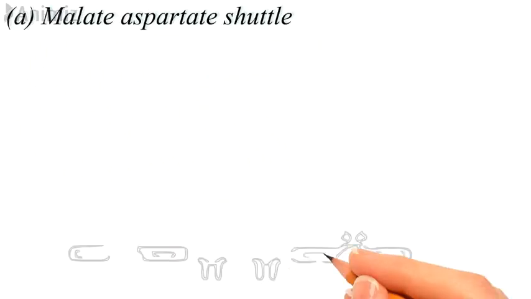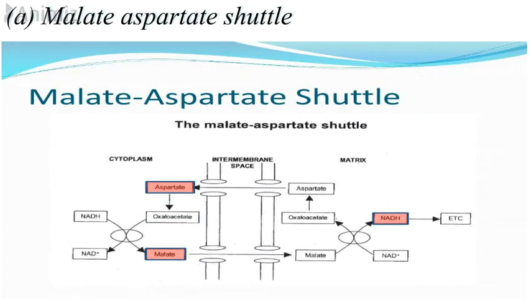So first is malate aspartate shuttle to transfer NADH from cytoplasm to mitochondria. In cytoplasm, aspartate is first converted into oxaloacetate and then oxaloacetate is converted into malate in the presence of cytosolic malate dehydrogenase enzyme. Here, NADH is converted into NAD+.